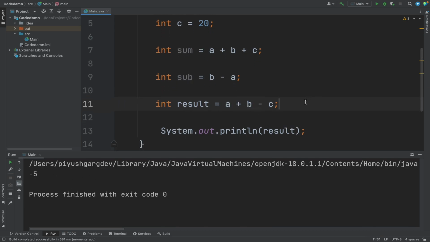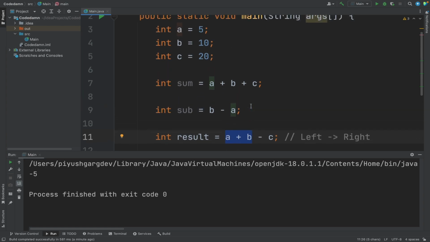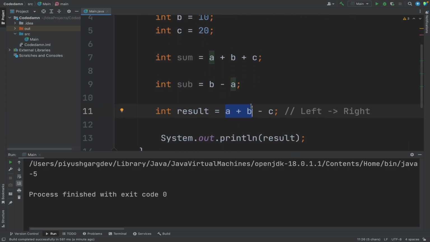Now one thing that is really important is that all the basic expressions move from left to right. Okay, left to right. So what will happen in this expression is, this is left. First a will get added to b, basically left to right, and then whatsoever is the result of this expression will be subtracted from c. So if I hover over it, you can see that a plus b, which is 5 plus 10, will be 15, and then 15 minus 20, which gives me -5. So basically it executes from left to right always.